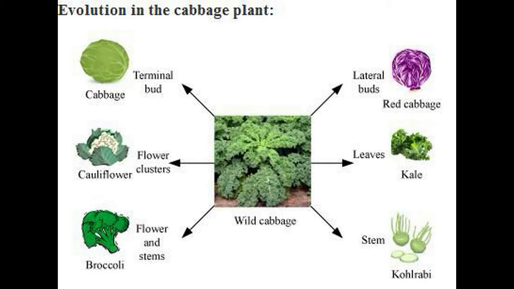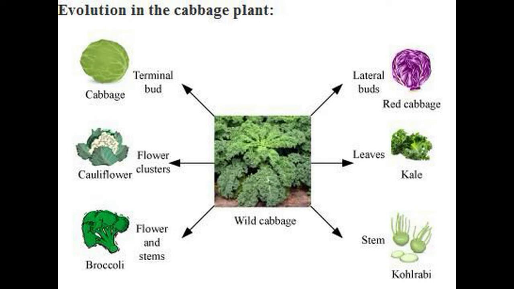They also got red color cabbage. So leaves only, that is known as kale, and the swollen stem is known as kohlrabi, and the arrested flowers are known as broccoli. Sterile flowers they made cauliflower, and the leaves, with short distance between them, form cabbage. So from the wild cabbage, different varieties of vegetables they made.